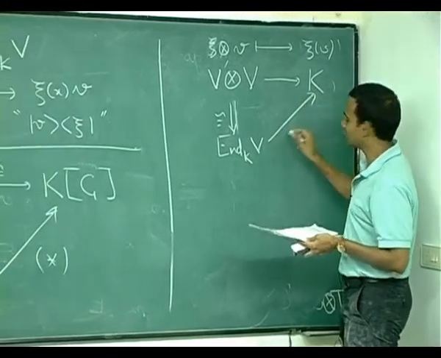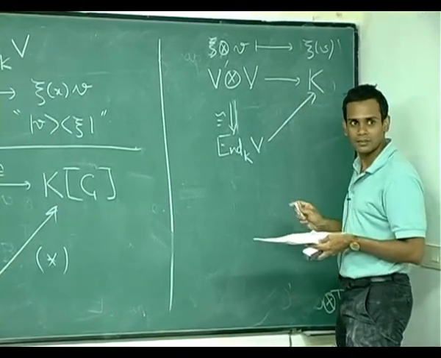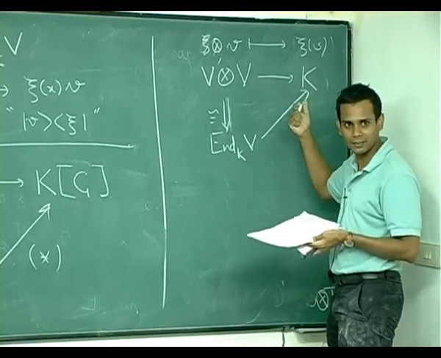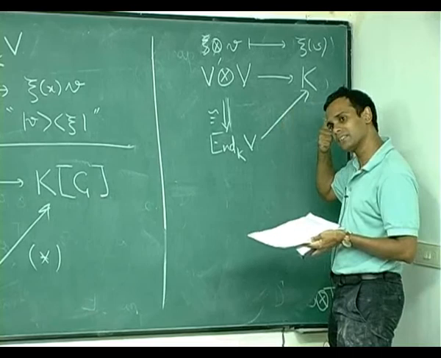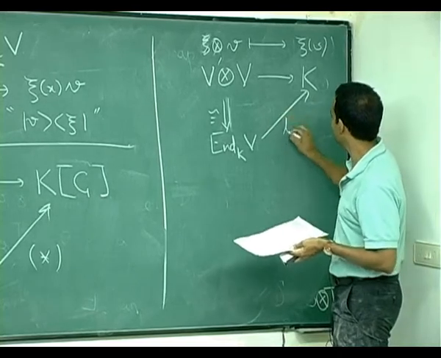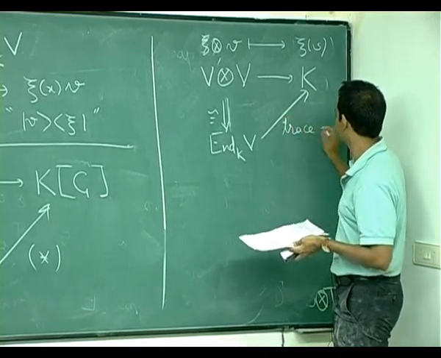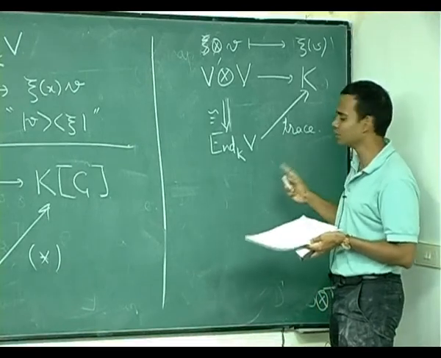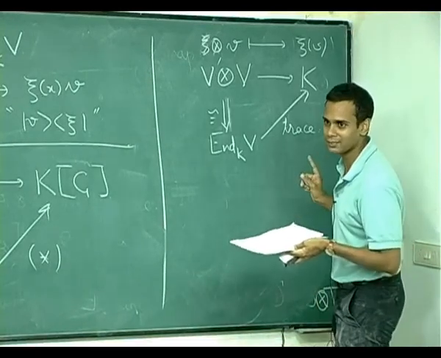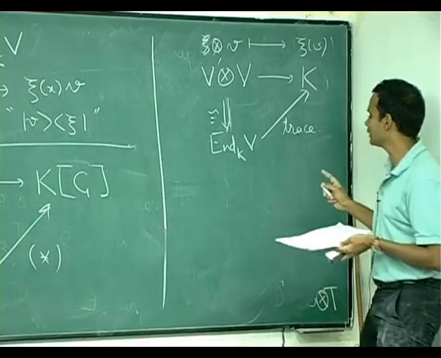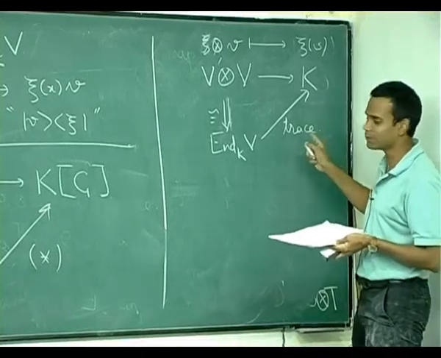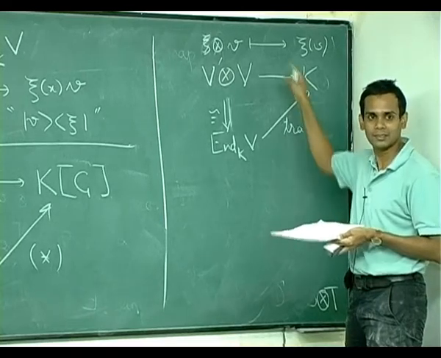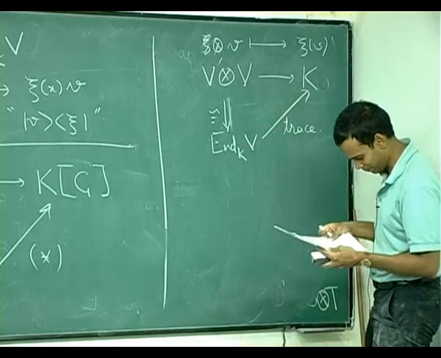So can you guess what this will be? You want a linear map from linear endomorphisms to the field. And somehow this is interesting. It turns out to be the trace. Again, you have to work this out. This is one of the most important points, and this is why the trace of a representation plays such an important role in representation theory. This is where it first appears.